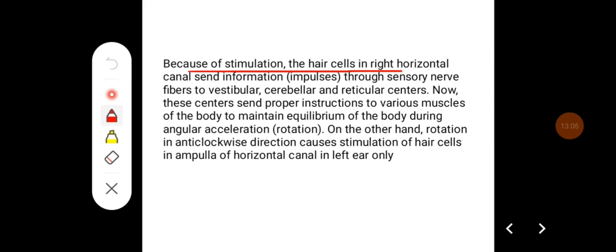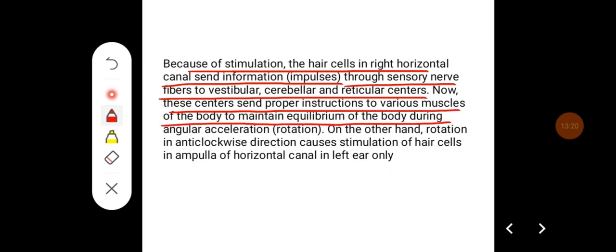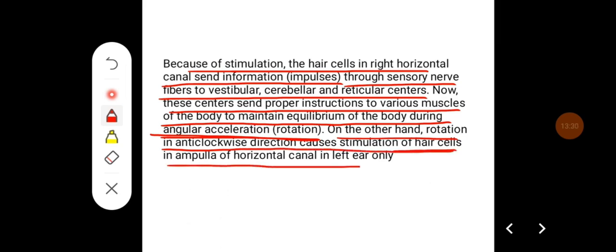Because of the stimulation of the hair cells in the right horizontal canal, through the sensory nerve fibers to vestibular, cerebellar and reticular centers, these centers send proper instruction to various muscles of the body to maintain equilibrium of the body during angular acceleration, that is during rotation. On the other hand, rotation in anti-clockwise direction causes stimulation of the hair cells in the ampulla of horizontal canal in left ear only.